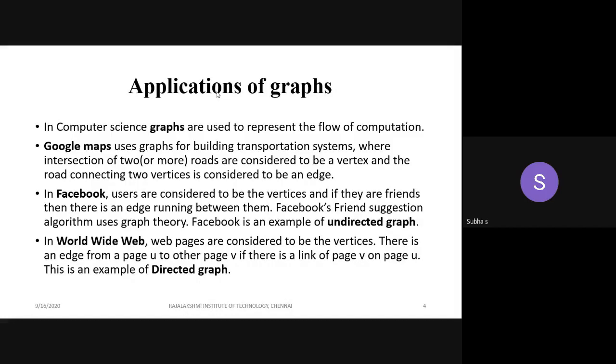Now look at the second point, Google Maps. We are familiar with it, we use it day to day. In Google Maps also, the graph data structure is used for building the transportation system. You have seen in the video the flight network, road network. It's not necessary that it's only two networks. Railway network, ship network, in everything we are using only the graph data structure, because we are searching each and every place in each and every corner through Google Maps.